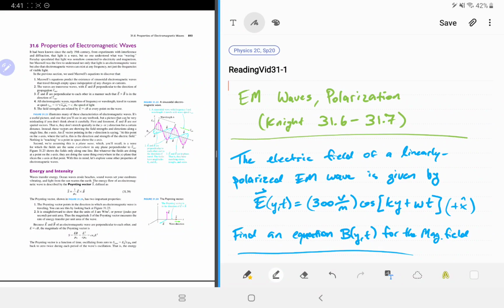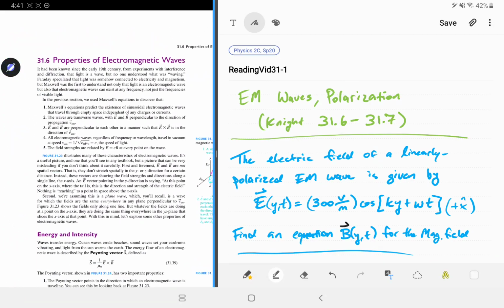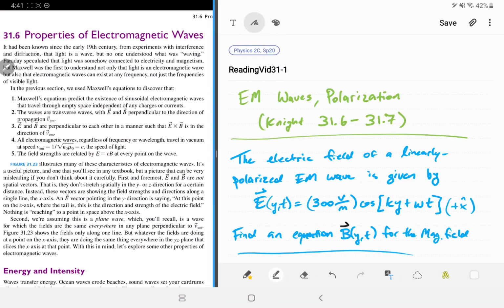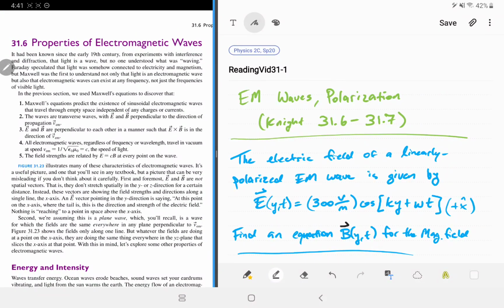But we need to look at a few more properties before we can say what the magnetic field vector looks like based on this electric field vector. Okay, so we're skipping a lot of the previous sections. It's summed up in this number 1 right here for properties. Maxwell's equations predict the existence of sinusoidal E&M waves that travel through space independent of any charges or currents.